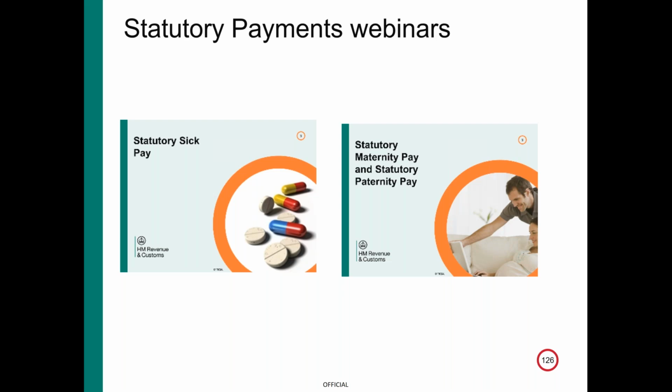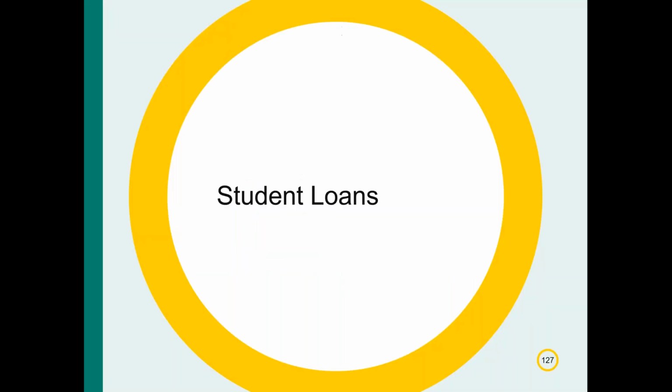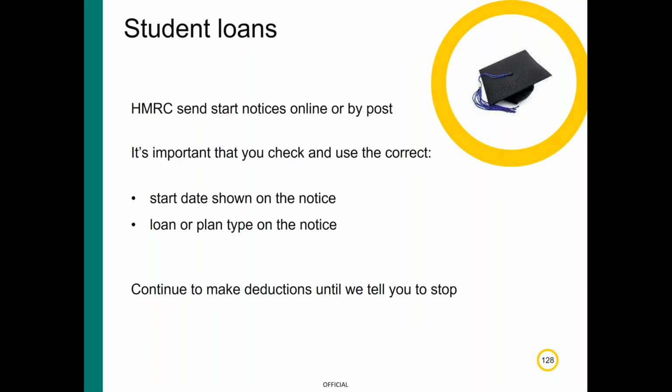This next section deals with the changes to the thresholds for student loans. We send student and postgraduate loan start notices either online or by post. You may get both types of notices. To reduce the risk of your employee paying too much, it's important that you check and use the correct start date shown on the notice and loan or plan type on the notice. You should continue to take deductions until we tell you to stop.